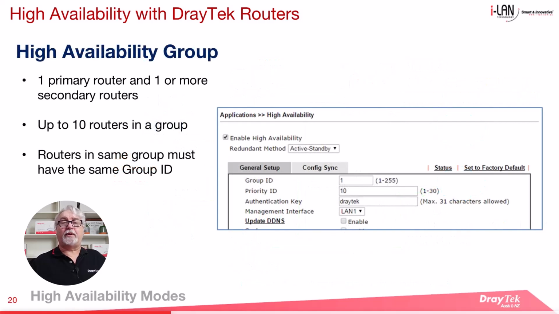You can have more than two routers at play. To make that work, all routers participating in high availability need to belong to a high availability group and share the same group ID. The group will need to have one primary router and at least one secondary router, but you can have up to 10 routers in the group. Keeping in mind that each router in active standby mode will need its own internet connection, so if you have 10 routers in your high availability group, you'll need 10 internet connections. In hot standby, all the routers share the same WAN source.